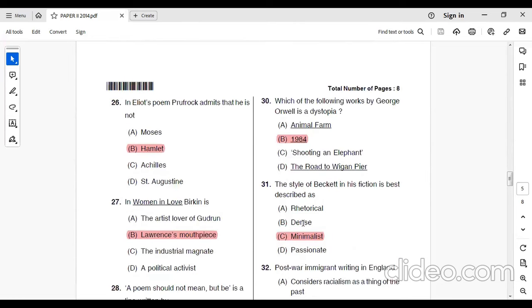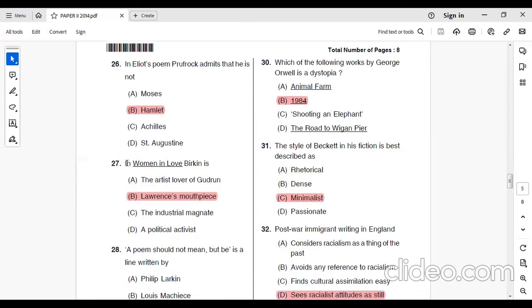In Eliot's poem, Prufrock admits that he is not Hamlet. So The Love Song of J. Alfred Prufrock, which is known as Prufrock, is the first professionally published poem by American-born British poet T.S. Eliot, where he admits that he's not Hamlet. Question number 27.